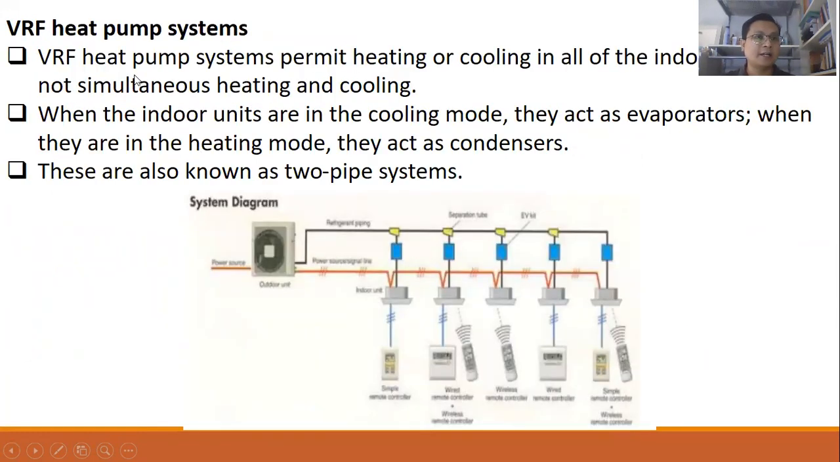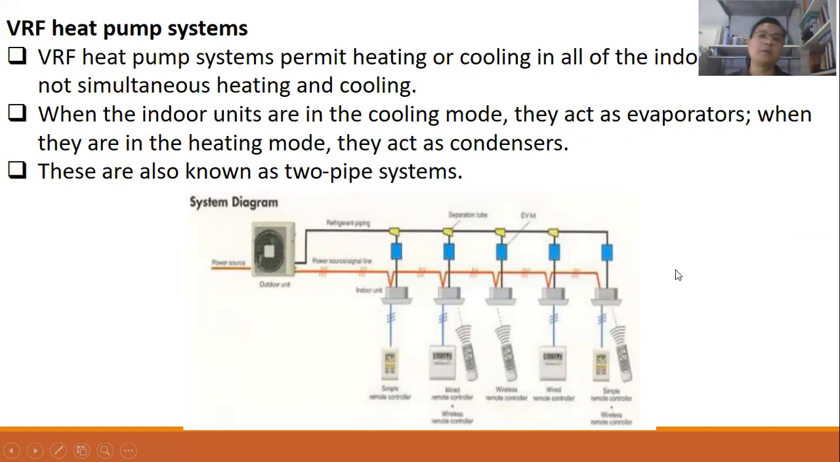Okay, VRF heat pump system: only heating or cooling in all indoor units, but not simultaneous heating and cooling. So it's not simultaneous. We may only use it for short periods, and we can adjust what we need based on human need. When the indoor unit is in cooling mode, it acts as an evaporator. When it is in heating mode, it acts as a condenser.